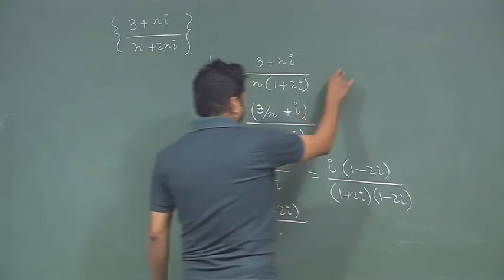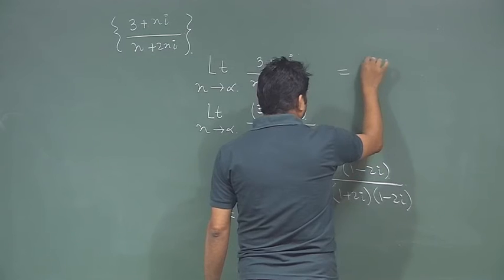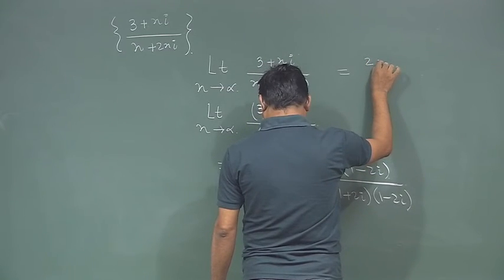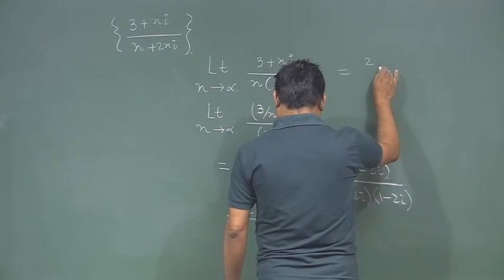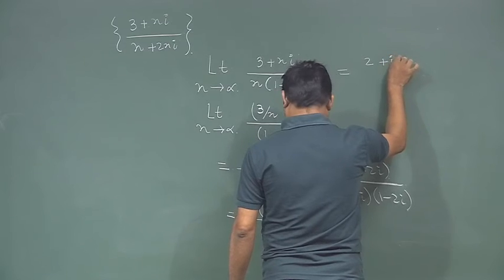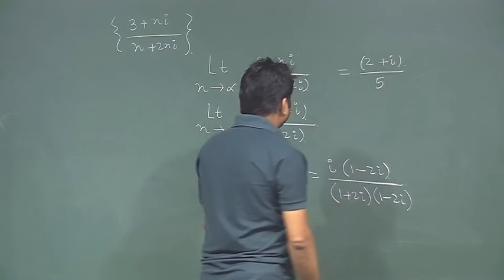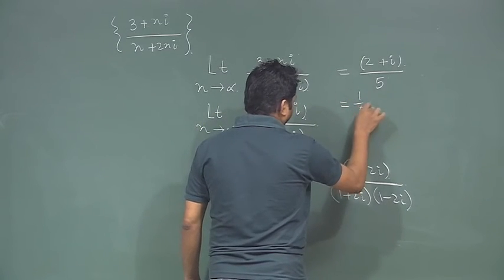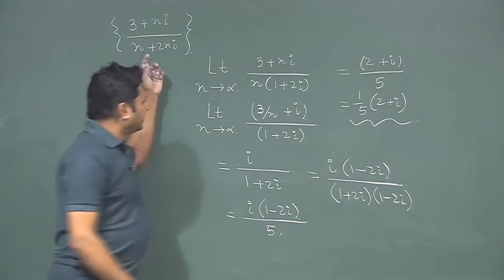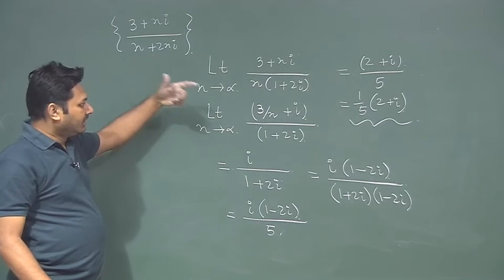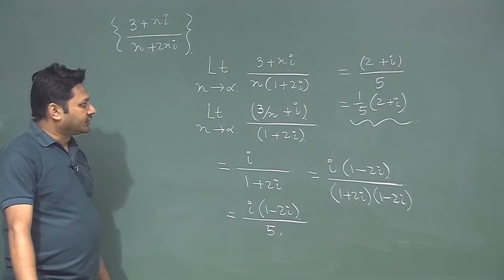So, then the limit is something like, if I multiply by i, then it should be 1 into 2, 2, plus i, by 5. So, it is just 1 by 5 times (2 plus i). This is the point where this sequence is going to converge. That is the point 1 by 5 (2 plus i), where the sequence is going to converge.